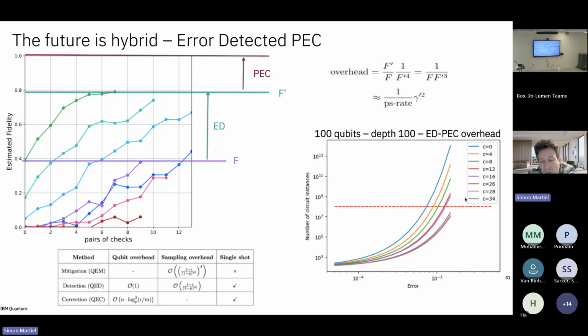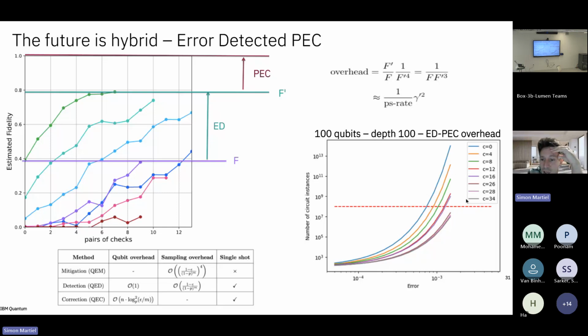We can run simulations to see how it will deal with, for instance, a 100 by 100 qubit circuit using this hybrid technique. We can run this by adding more and more checks. This is not an experiment, sorry, it's a simulation. If we add 0 checks and we have a gate error of, let's say, 0.3, we end up with a sample overhead of 10 to the 11, which is intractable. Currently, we can do basically 10 to the 8 shots, but not 10 to the 11. This would take us 3 years of QPU time.